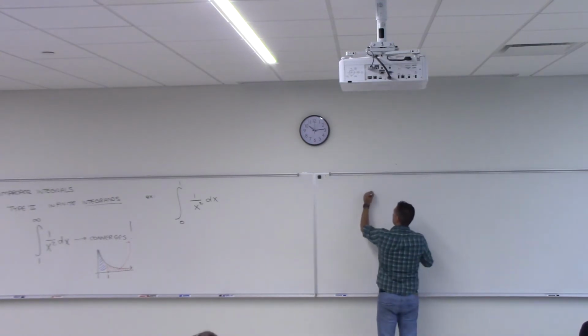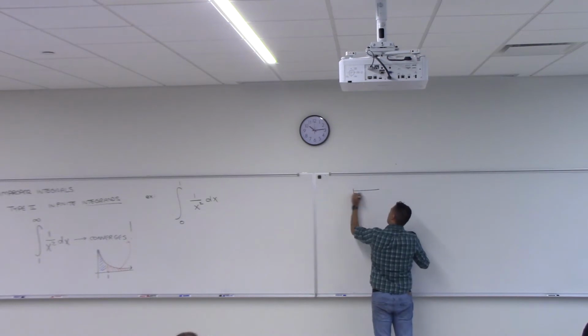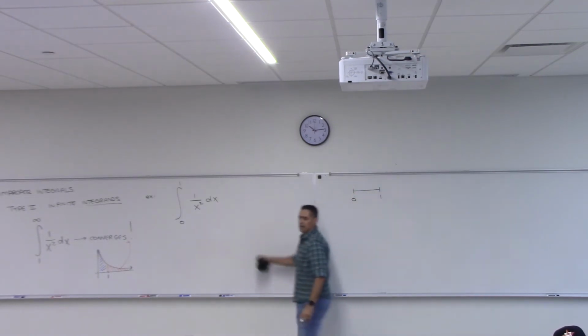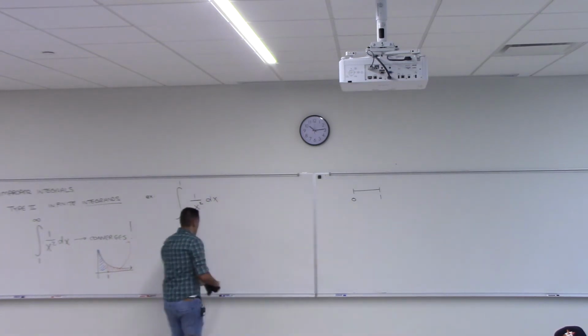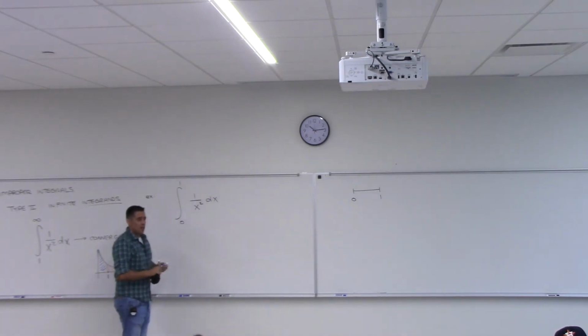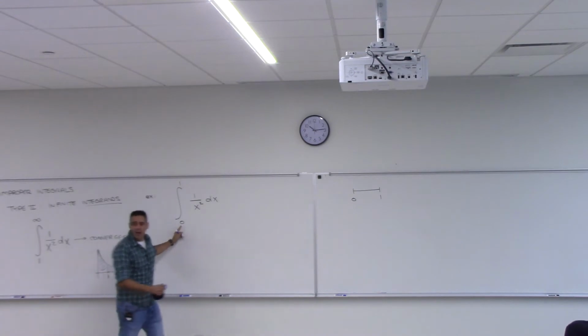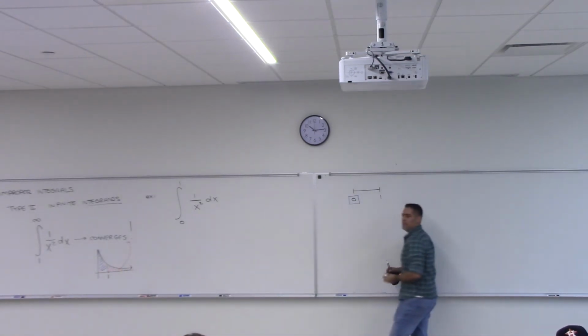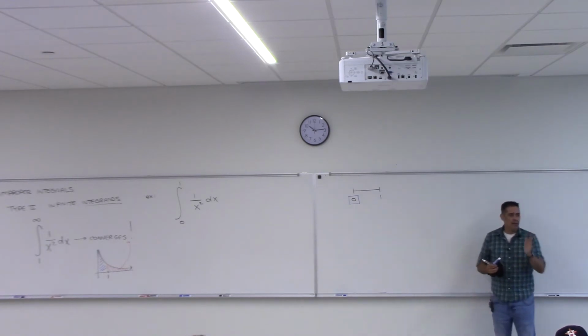I like to draw a number line. I like to put the interval I'm integrating over, 0 to 1. That's where I'm going, from 0 to 1. And I like to circle where I have a problem. I have a problem at 0. Circle it, box it, I'll box it. I cannot plug 0 in.